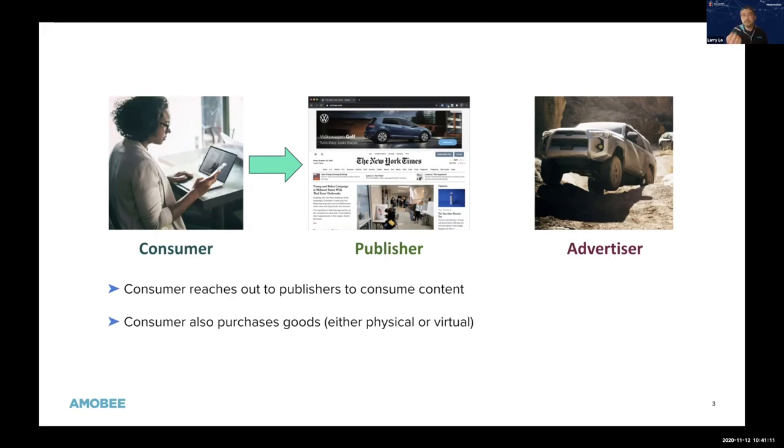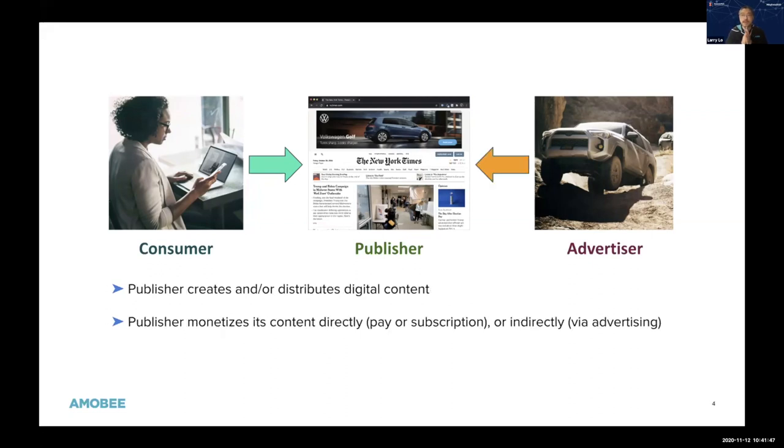So for example, I could go to the New York Times or Wall Street Journal and consume some news. I can go to YouTube and consume some videos. I can potentially go to Twitter and consume some social media. All of these are what we call publishers. And obviously, as consumers, we also use the web to purchase certain goods. Those are not necessarily publishers, but consumers purchasing goods on the internet plays into this ecosystem.